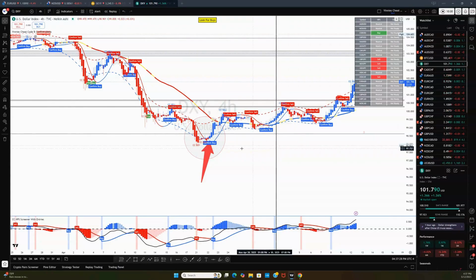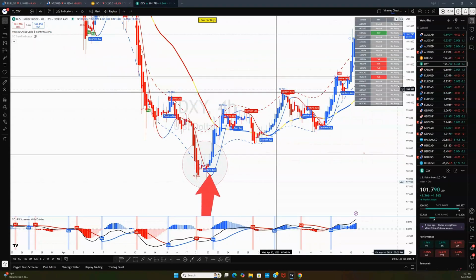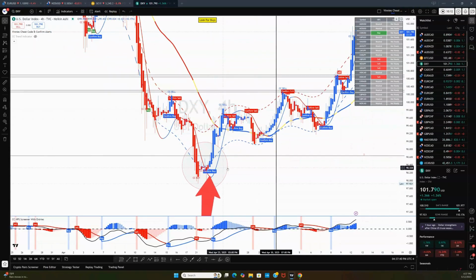So just from that example, you can see that you would have caught way more pips, way more profit by getting an earlier entry from the lower time frame. This is the exact reason why we enter on a lower time frame.